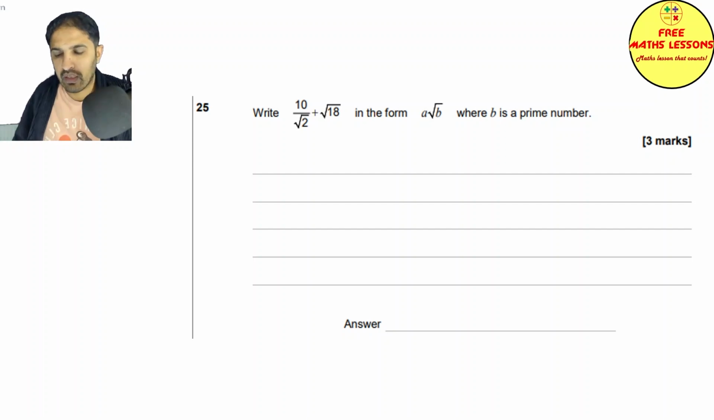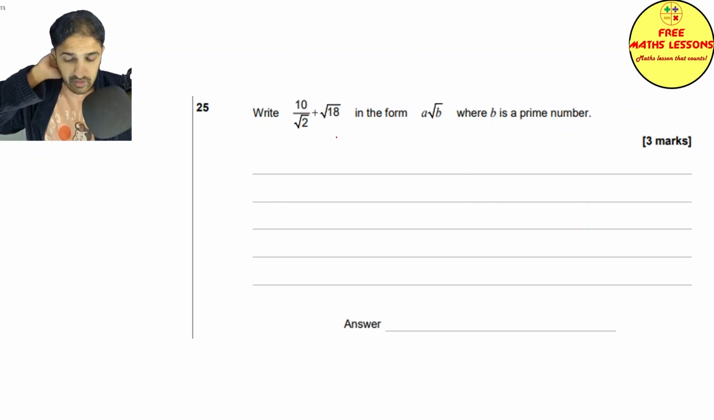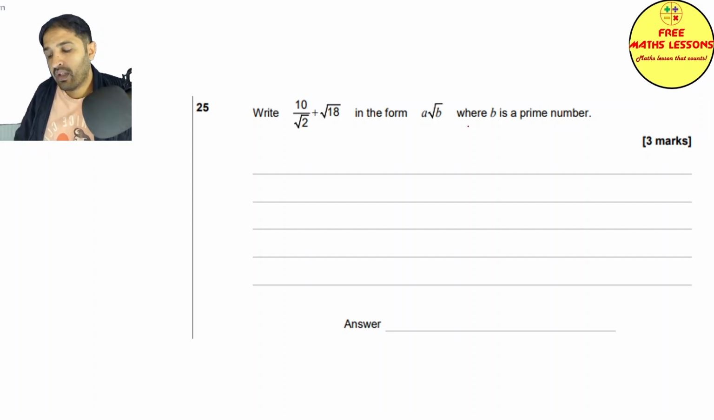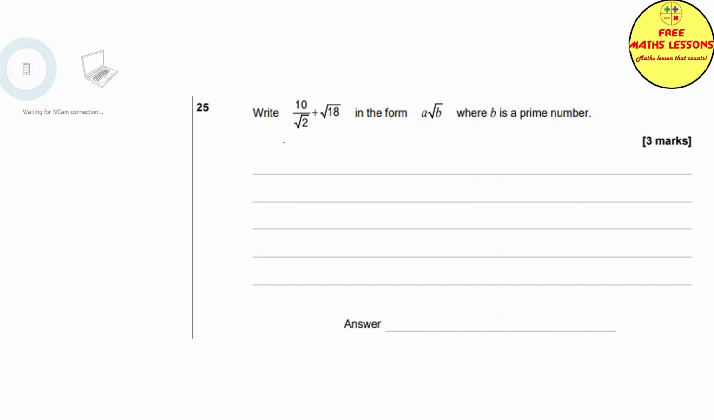Okay. On question 25, we need to write it in the form a root b, where b is a prime number, so it doesn't simplify any further. So we need to simplify these surds basically. Okay, so we need to be able to add them in somehow, and write it in that form. So what we're going to do is simplify this. Simplifying 10 over root 2 is what you call rationalizing the denominator, basically.